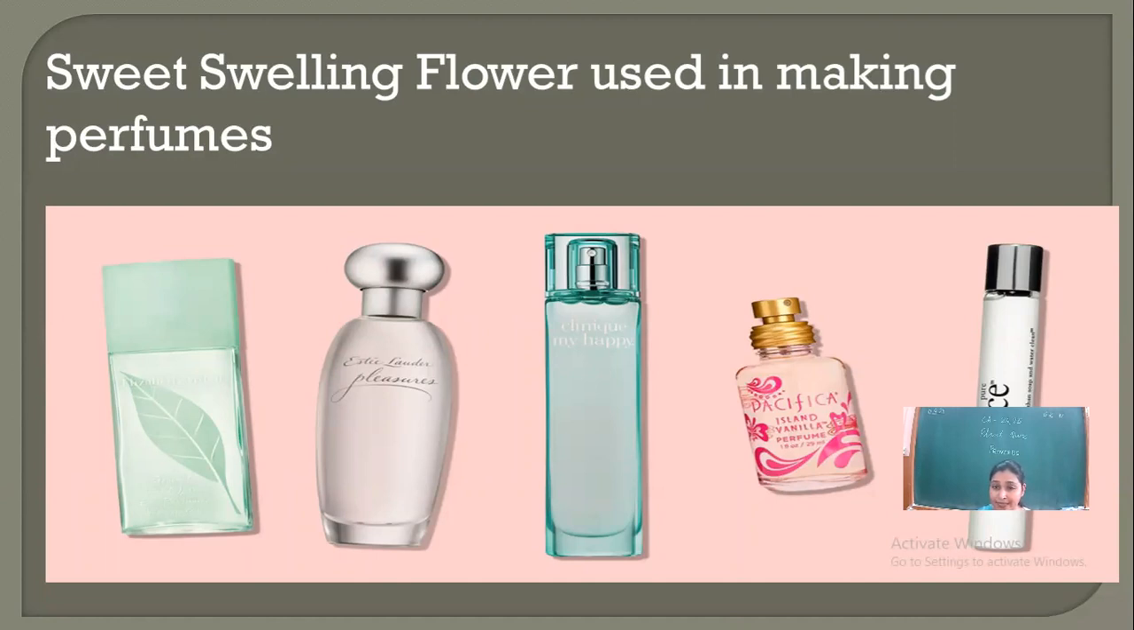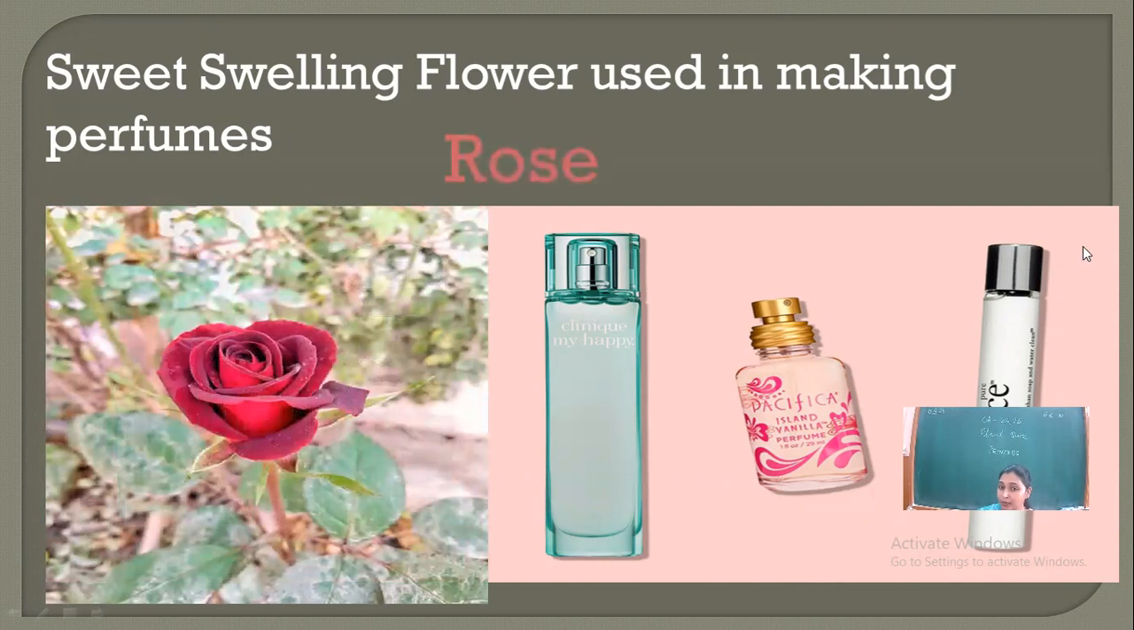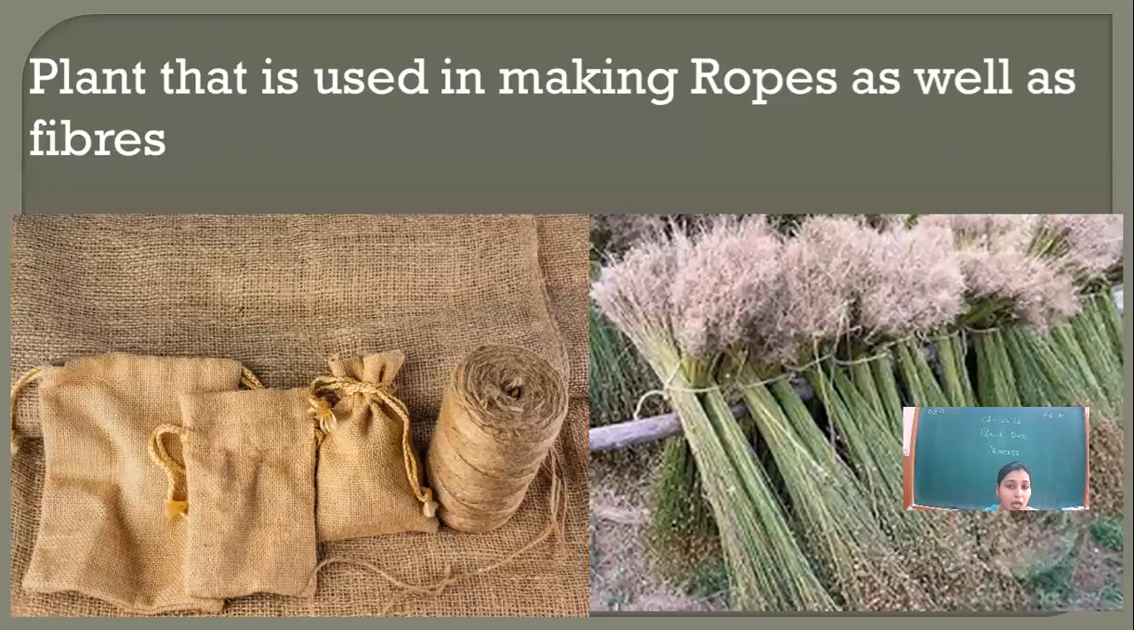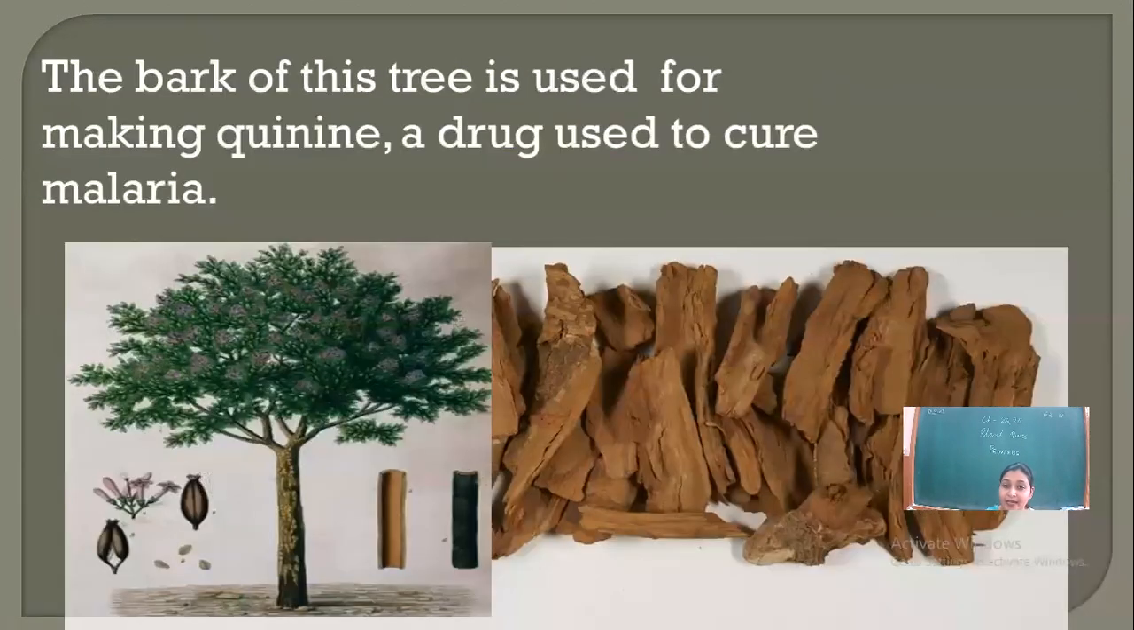Perfumes, deodorants. Can you name one sweet smelling flower that is used in making perfumes? Can you name this flower? Yes, it is rose. So this is a rose. Rose, most common, most sweet flower. This is a special kind of plant. It is used to make ropes as well as fibers. Can you name this plant? It can be flax. Another plant.